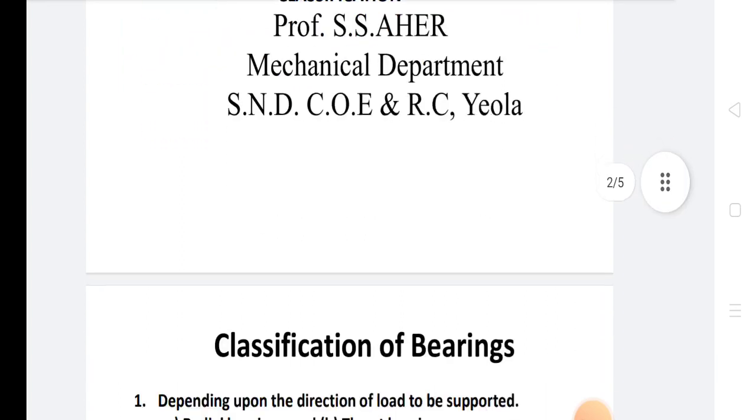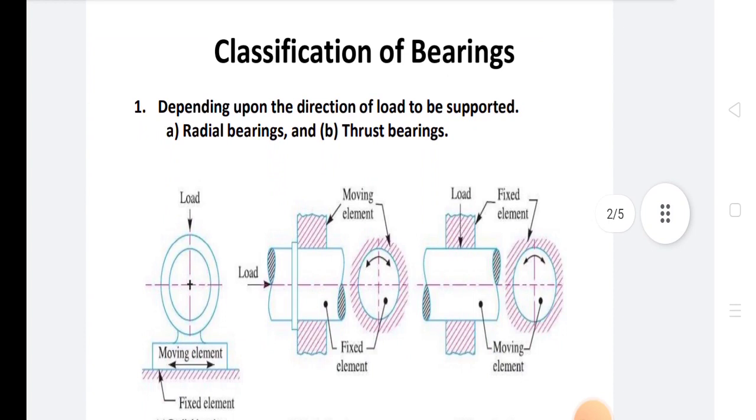The functions of a bearing: it ensures relative motion between two machine parts with minimum friction. The bearing supports and locates the shaft in its correct position. The bearing takes the load and force acting on the shaft and transfers it to the stationary frame.